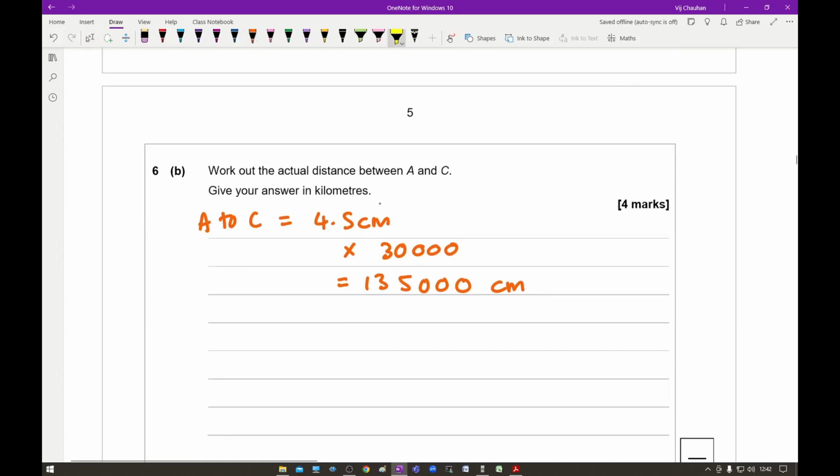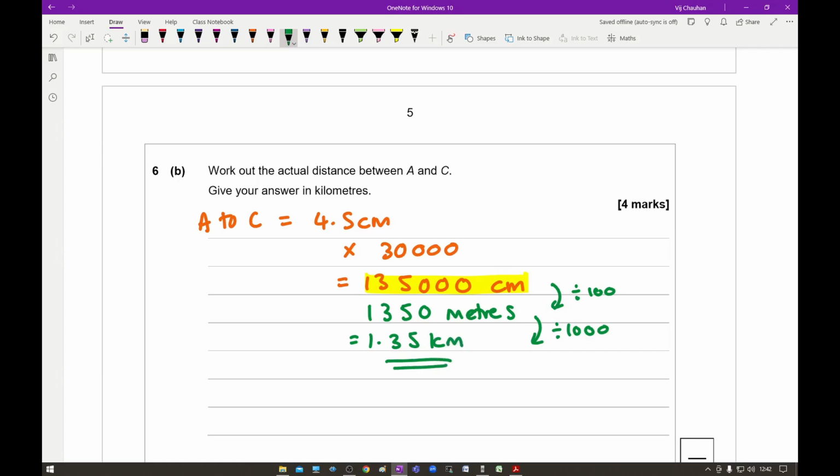So this value here is in centimetres, so if I divide that by 100, that's going to give me 1350 metres. And then if I want to convert that into kilometres, I need to divide that by 1000, which is then going to give me my answer of 1.35 kilometres. And there is my final answer.